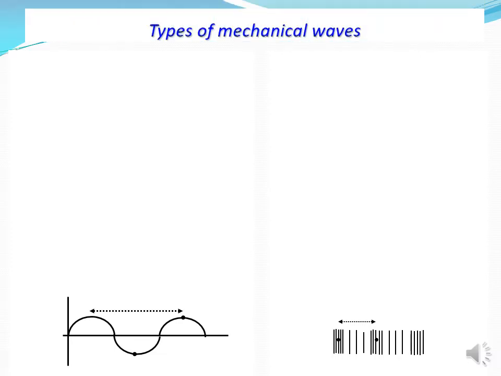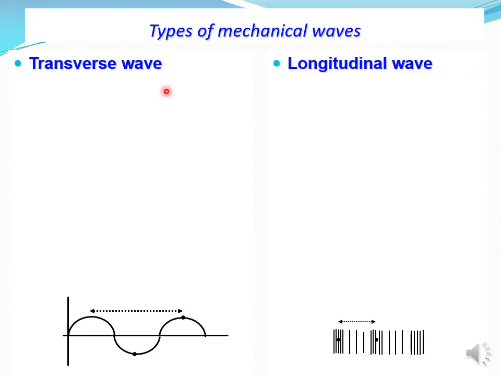الفيديو ده بيتكلم على types of mechanical waves. في عندي two types of mechanical waves. في عندي transverse wave وفي عندي longitudinal wave. This is an illustration for transverse wave and this is an illustration for longitudinal wave. We will explain them later.